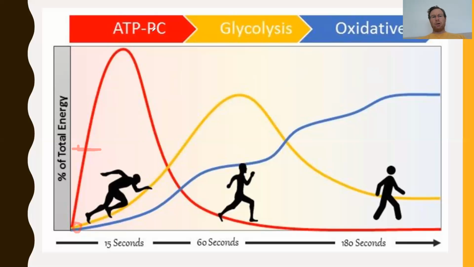Let's now look at what happens when we've been running for a minute. So you can see mostly glycolysis, the lactate system, quite a lot from the aerobic system, and not much from that creatine phosphate system.